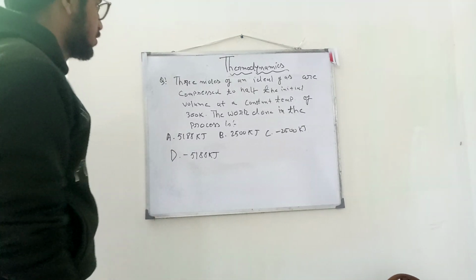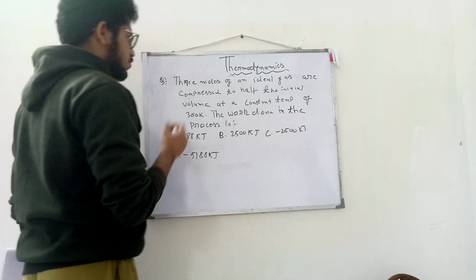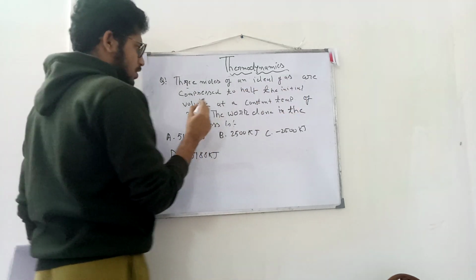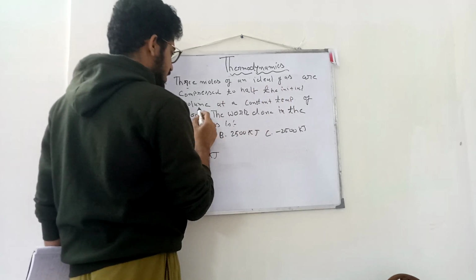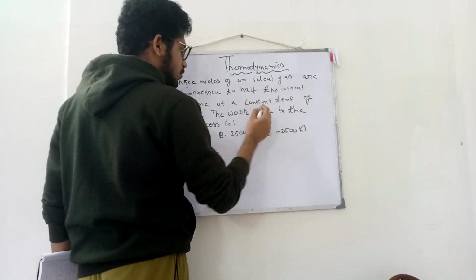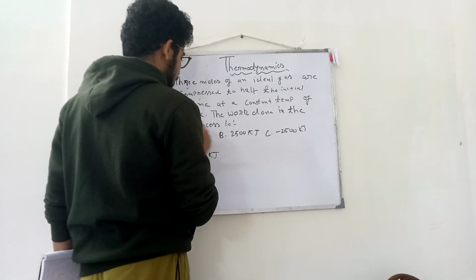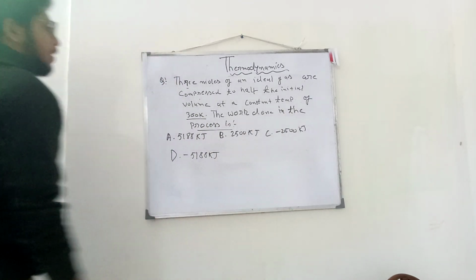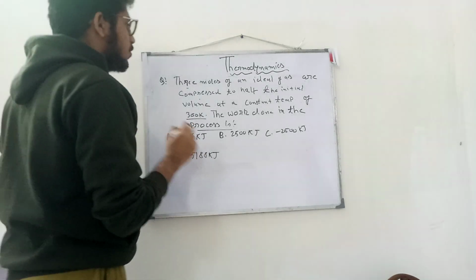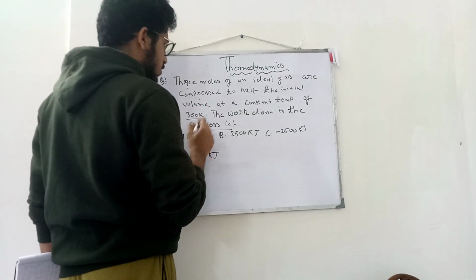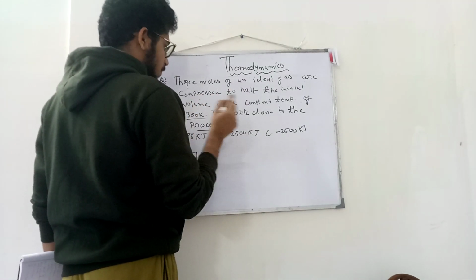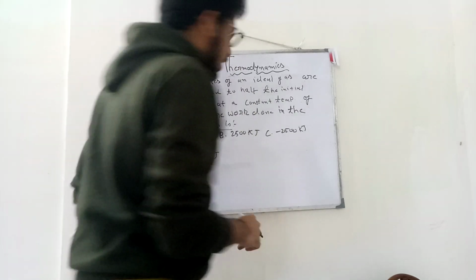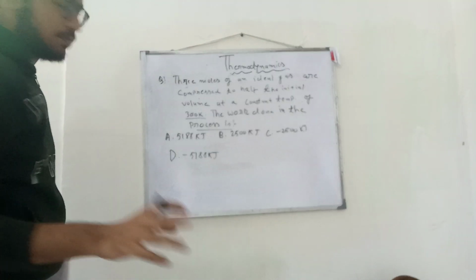Note it down fast. What is the question? 3 moles of an ideal gas are compressed to half the initial volume at a constant temperature of 300 Kelvin. The work done in this process is what? I hope you guys noted it down. I am giving you 1 minute.